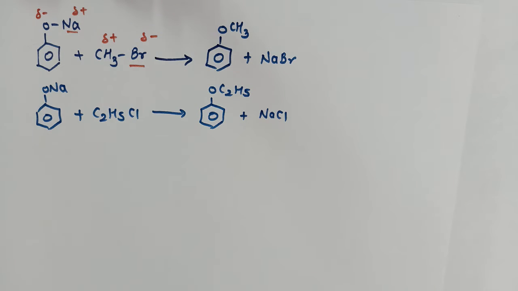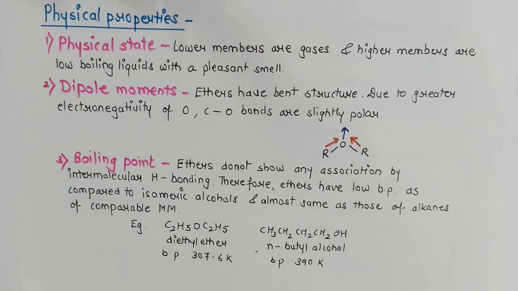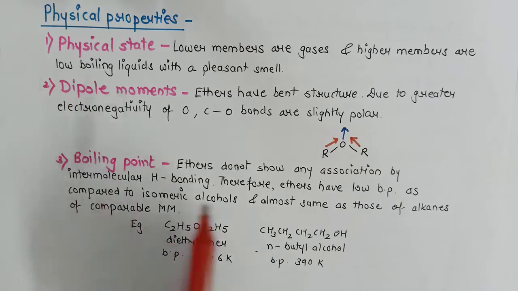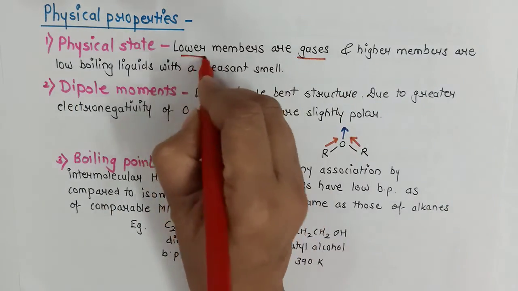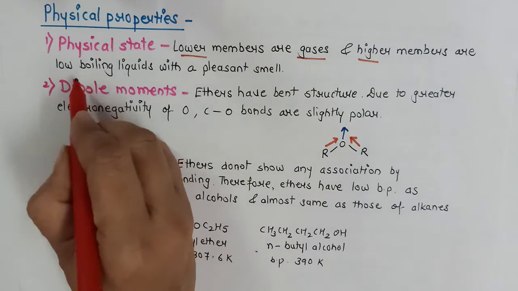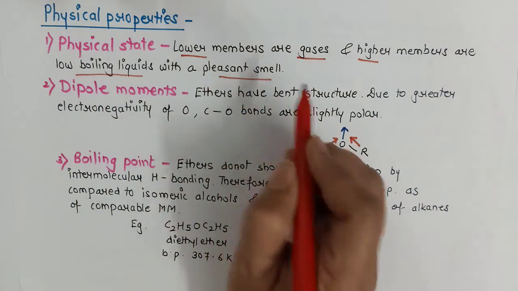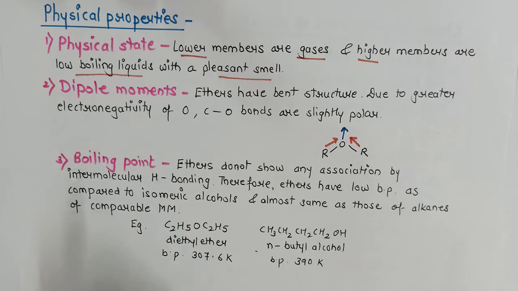Now choice of proper alkyl groups in the preparation of ether is important, especially in Williamson ether synthesis. Many times question is framed, choose the proper alkyl halide or choose proper sodium alkoxide for the preparation of a given ether. The physical properties of ether, if we look at physical state, the lower members are gases and the higher members are generally low boiling liquid with a pleasant smell. We call it as ethereal smell.